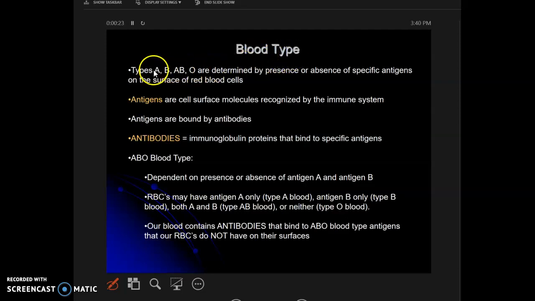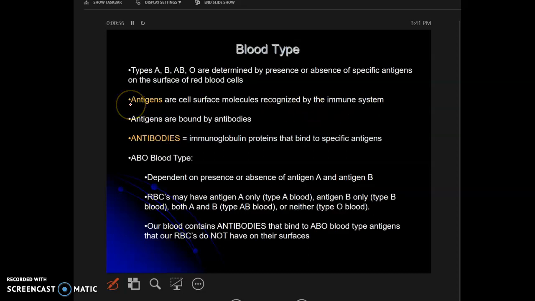Now, you've heard of the types of blood A, B, and O. And you've often wondered, what does it mean? Well, what it means is that type A blood has a special molecule on its surface called an antigen. These are cell surface molecules on the RBC. These can be a protein, a fat, a carbohydrate, a sugar, which are recognized by the immune system.